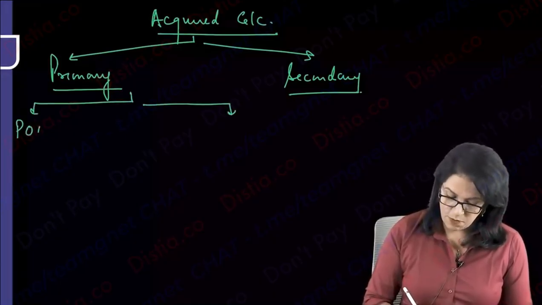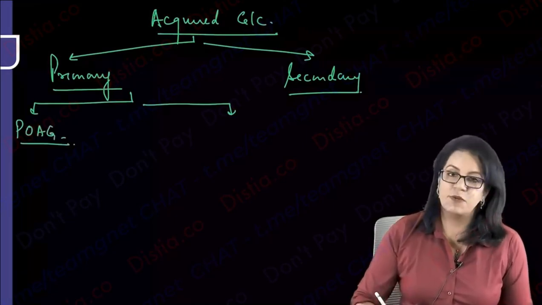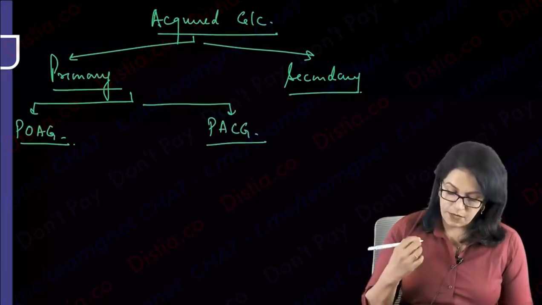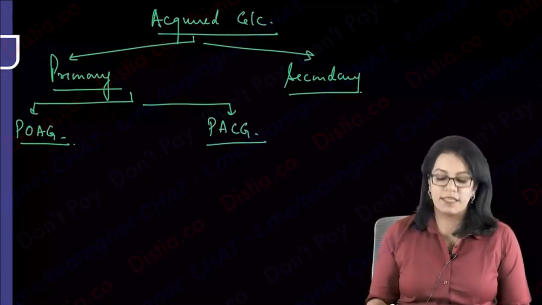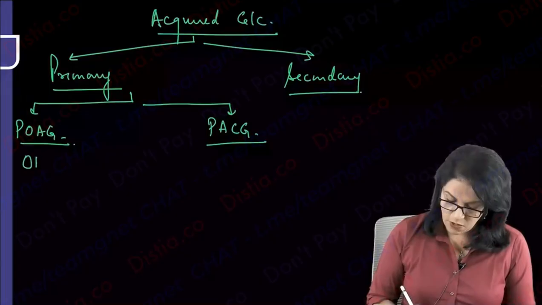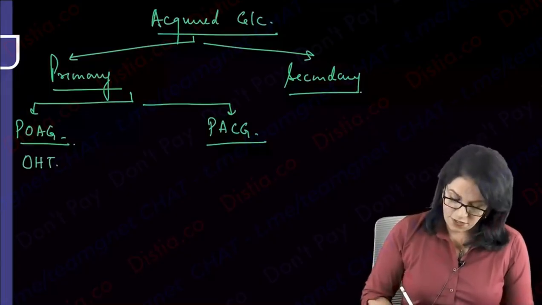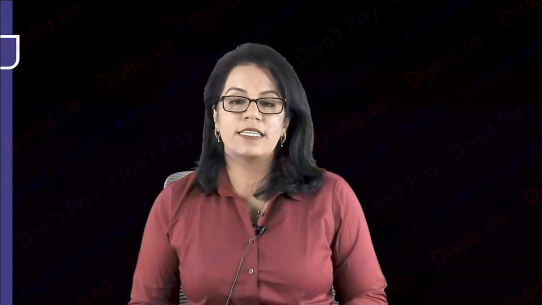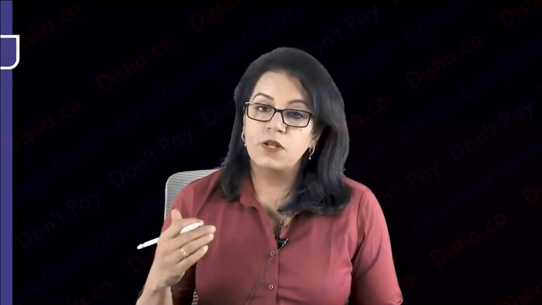So primary open angle glaucoma is written like this, POAG, or primary angle closure glaucoma. So when you say POAG, we'll discuss a few more things here. It can be primary open angle glaucoma. We will talk about what is ocular hypertension. We will talk about normal tension glaucoma. This is what OHT is, ocular hypertension, and NTG is normal tension glaucoma. Right? Then we talk about PACG, angle closure.